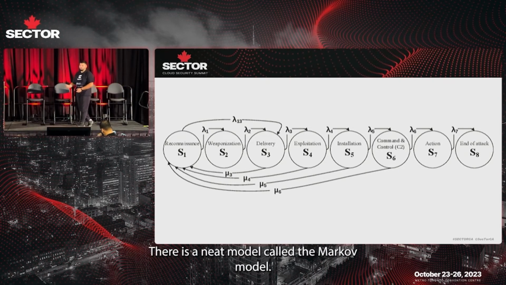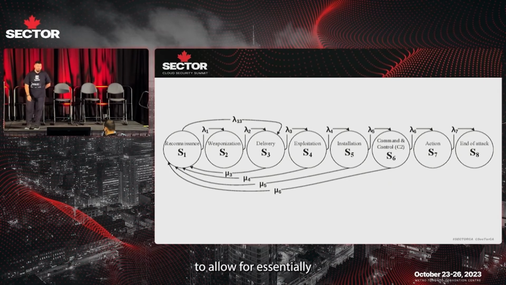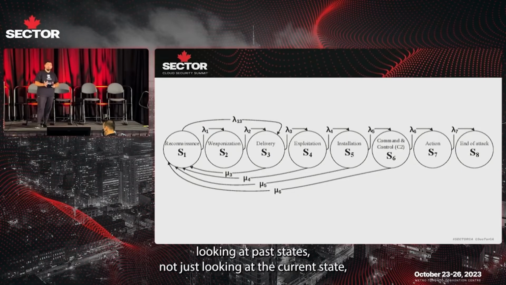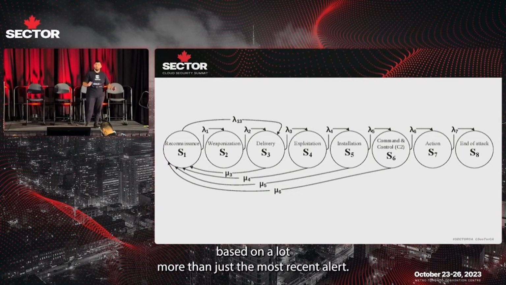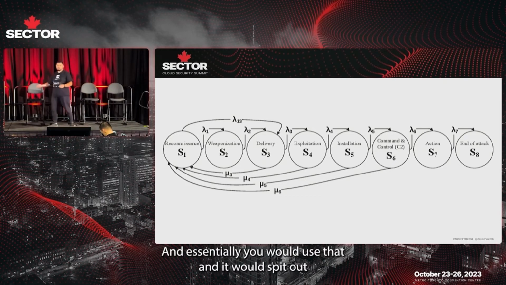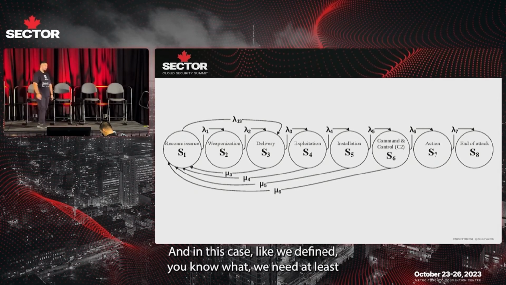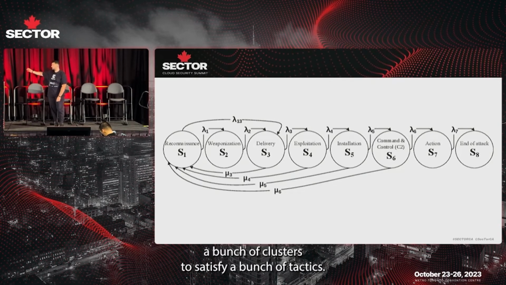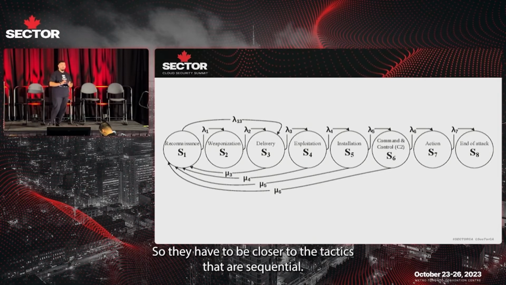There is a neat model called the Markov model. It's stochastic, and you can use the hidden Markov model to allow for essentially looking at past states, not just looking at the current state, so that you can actually base your logic on a lot more than just the most recent alert. Essentially, you would use that, and it would spit out chains that fit what you define. In this case, we defined that we need at least a bunch of clusters to satisfy a bunch of tactics, and ideally, the distance between them is not too bad. So they have to be closer to the tactics that are sequential.